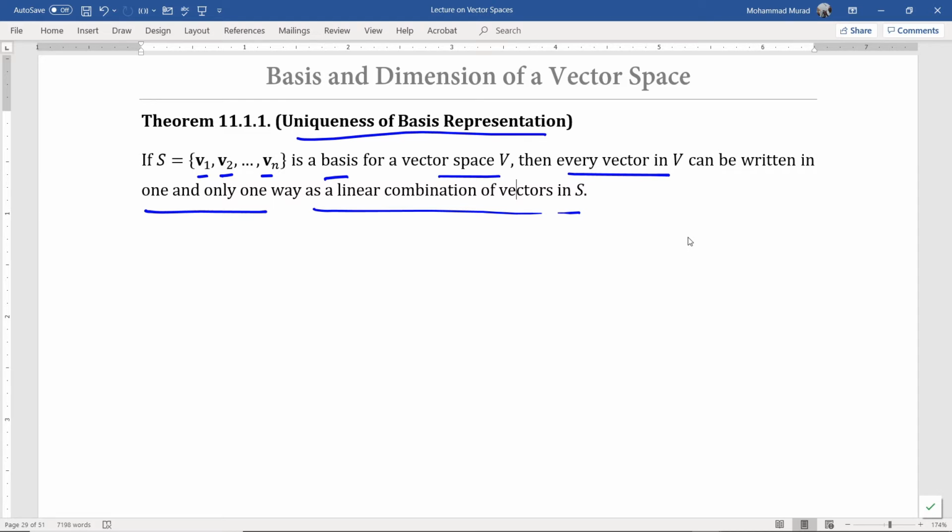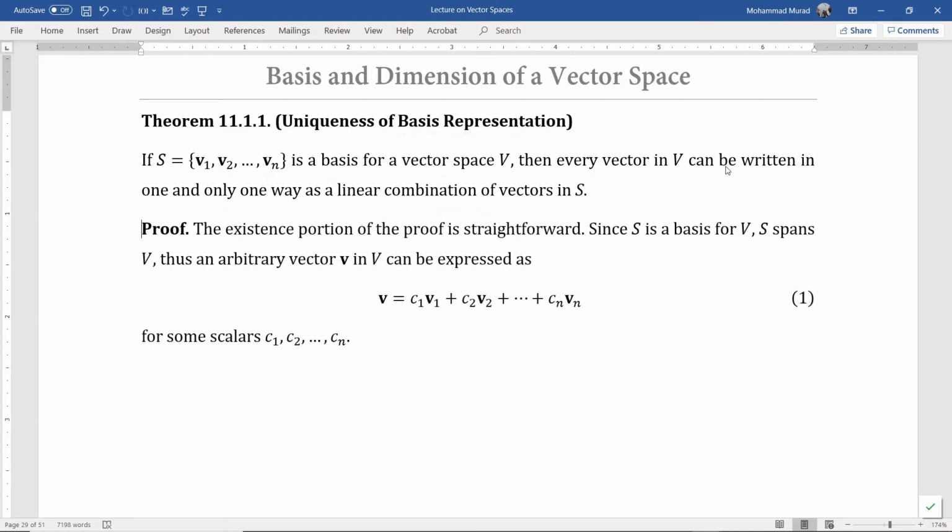Let's try to prove this theorem. The existence portion of the proof is straightforward. Since S is a basis for the vector space V, S must span the vector space V. Thus, an arbitrary vector v in the vector space V can be expressed as shown in equation 1, for some scalars c sub 1, c sub 2, all the way up to c sub n.